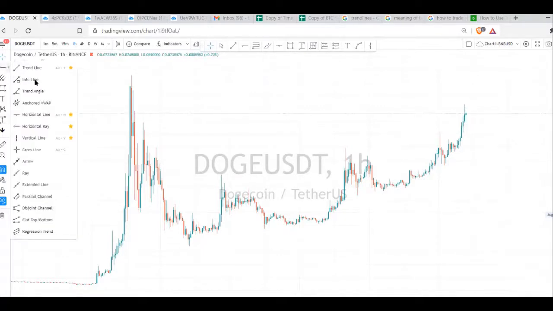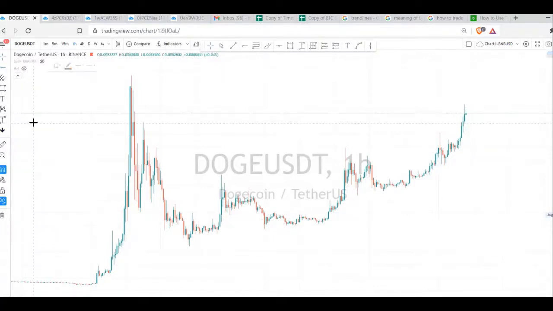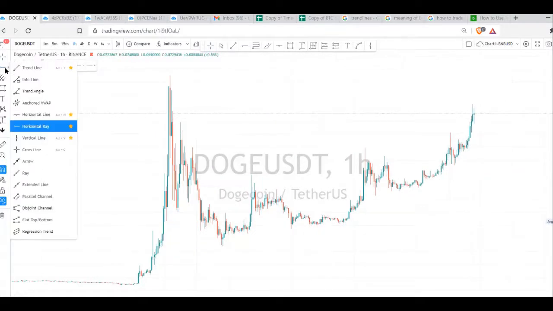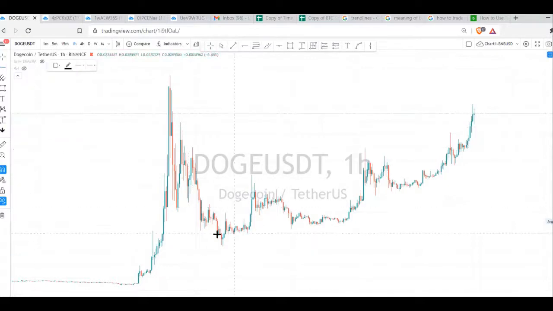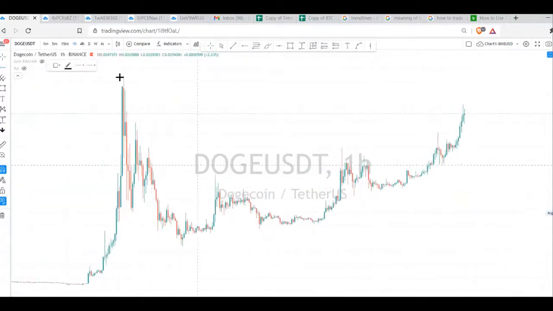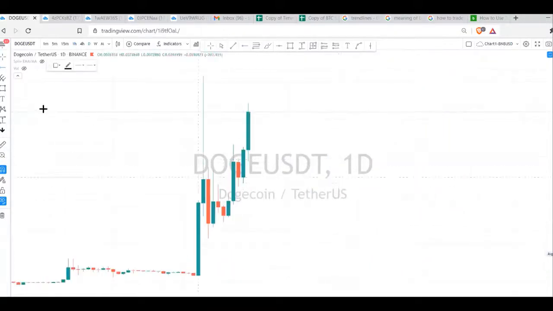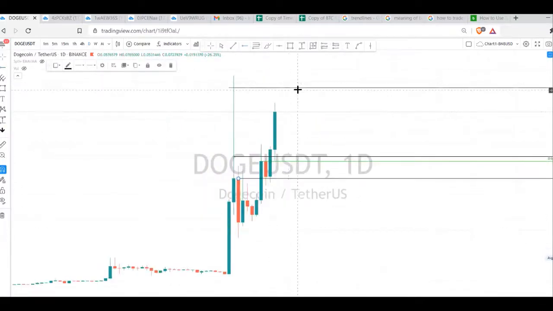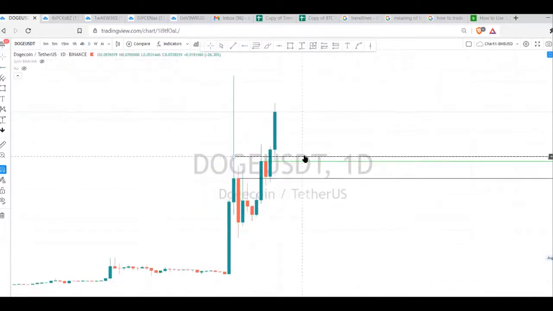Then another thing we should know is the line. We need to know the line tool. This horizontal ray, yeah, horizontal ray. You see, I click on it. Then I can say, okay, I want to draw my support and resistance line. Let me go to the daily chart. I want to draw my support and resistance line. I'm on it now, that's why it is highlighted. I can just come here and click. Let me delete these previous lines.